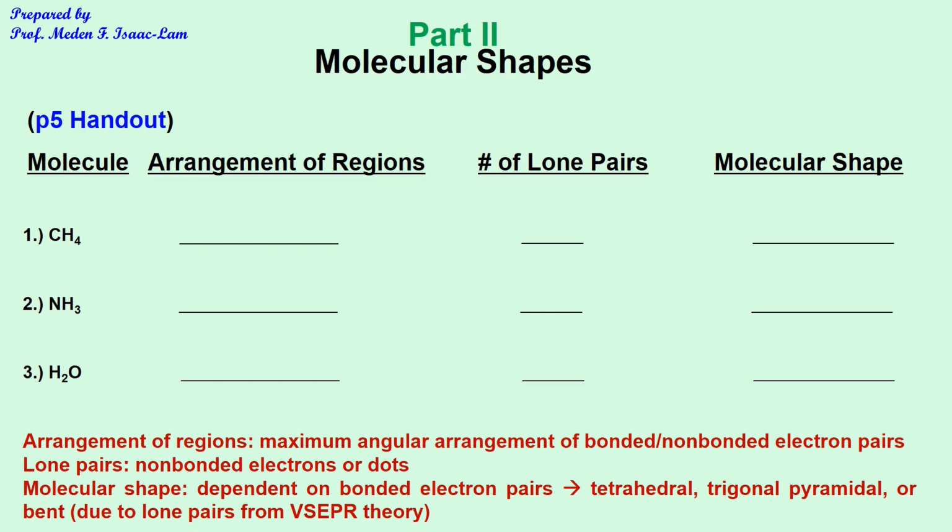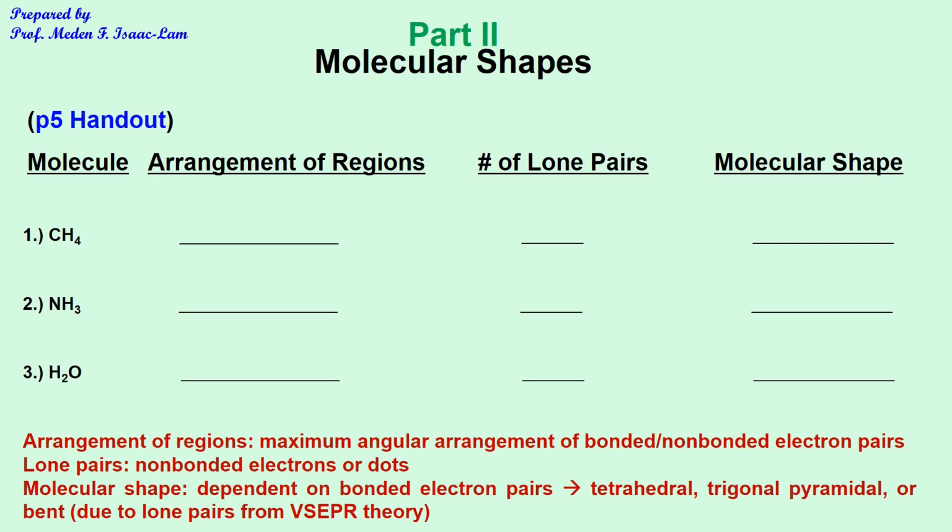So in fact, all of these are linked together because I'm using the same example. So first example again is CH4. So what is an arrangement of regions? This refers to the maximum angular arrangement of bonded and non-bonded electron pairs in the central atom. And then lone pairs are referred to as the non-bonded electrons, or dots that you did not form a line.